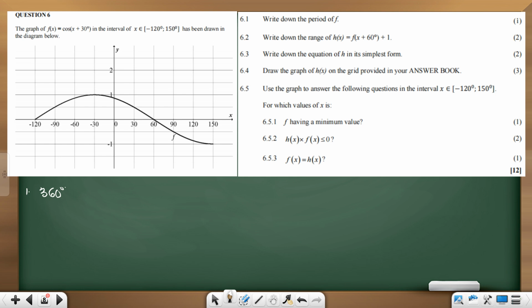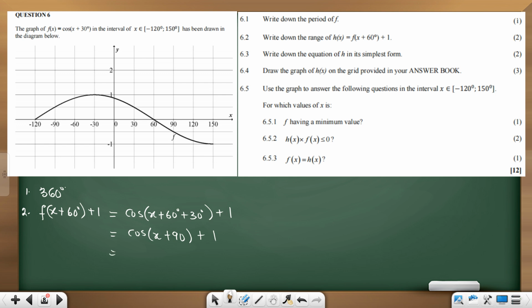Okay, number 2, write down the range of h of x. I love this one. They said h of x equals f of x plus 60 degrees, plus 1. What would that be? It means anywhere I see x, I should say x plus 60. So it's going to be cos, my x has been replaced by x plus 60, then I still have the 30 degrees, and then the plus 1 is outside.